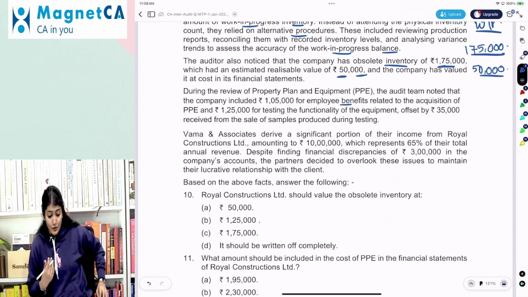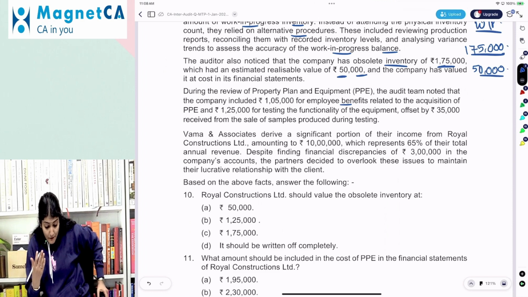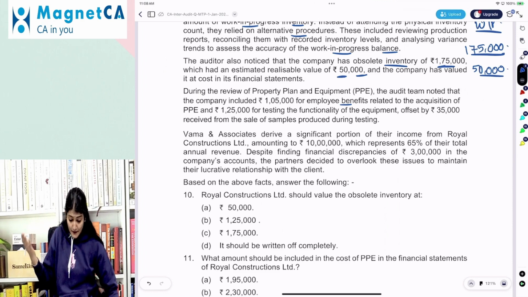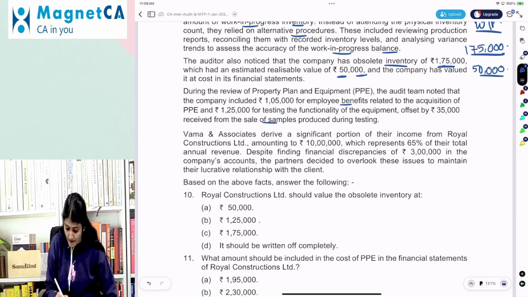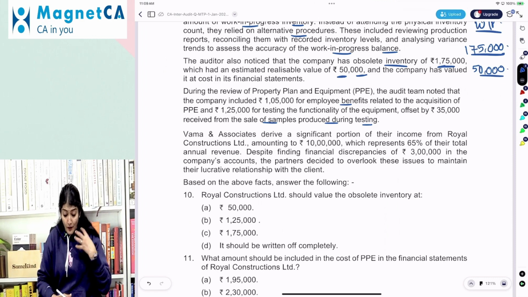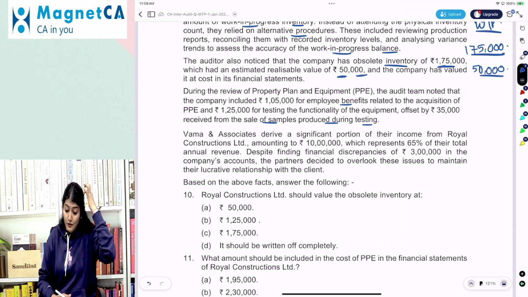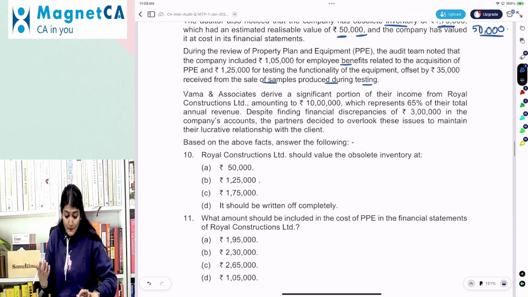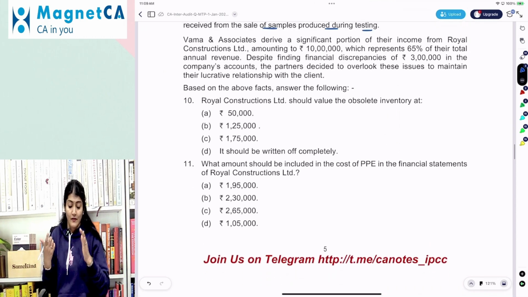to the acquisition of PPE and 125,000 for testing the functionality of the equipment, offset by 35,000 received from the sale of the samples produced during the testing. Varma and Associates derive a significant portion of their income from Royal Construction, amounting to 10 lakh, which represents 65% of their revenue. Despite finding financial discrepancies of 3 lakh in the company accounts, the partners decided to overlook these issues to maintain their lucrative relationship with the client.